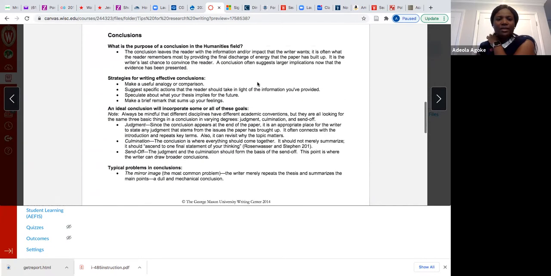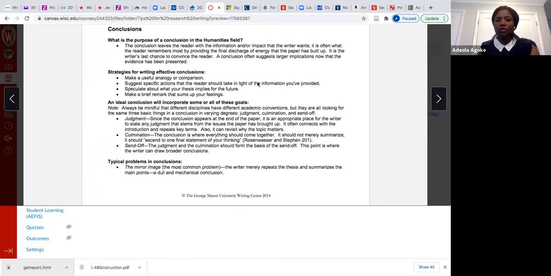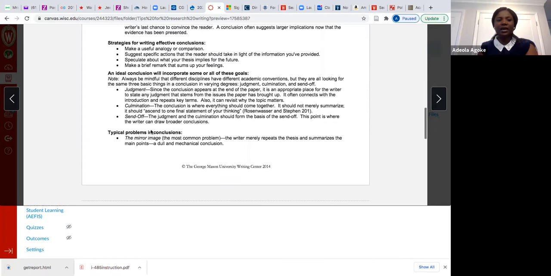So this is talking about the conclusions of your paper. You will have time to read more of these ideas here, but I want to quickly talk about this part that says an ideal conclusion will incorporate some or all of these goals. And one of them is judgment, right?